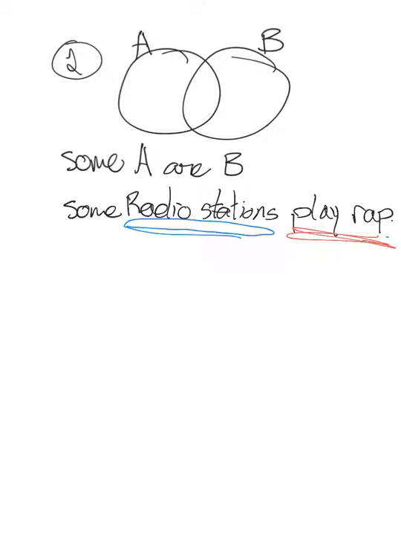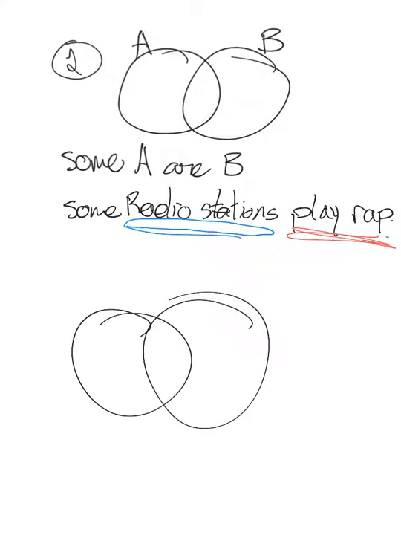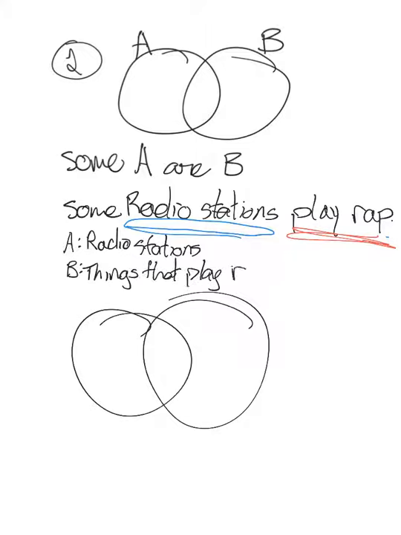So those are 2 different ideas, but let's see if we could figure out where they would go in the diagram. So I'm going to define A and B. A is going to be radio stations. And B are going to be stations or things that play rap. So therefore this would be A and that would be B.